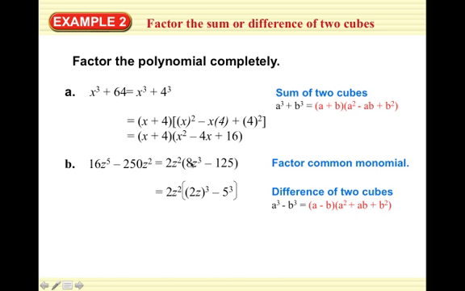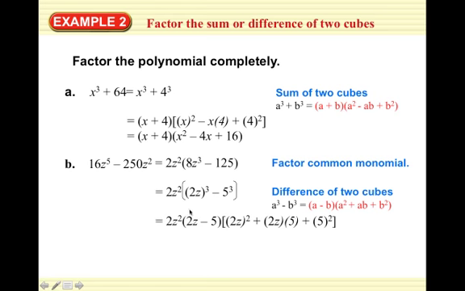So we're going to write 8z cubed as 2z, the whole thing cubed, because 2 cubed is 8 and z cubed is z cubed. And then minus 125 is 5 cubed. So for the pattern's sake, our A is 2z, so everywhere we see A in the factored form, we're going to plug in 2z, and our B is 5. So everywhere we see B in our factored form, we're going to put in 5.